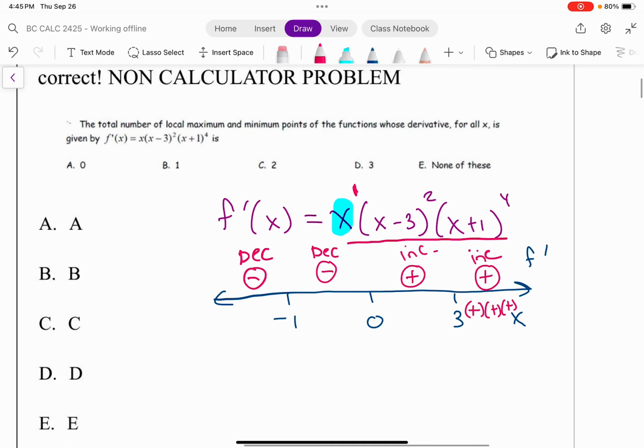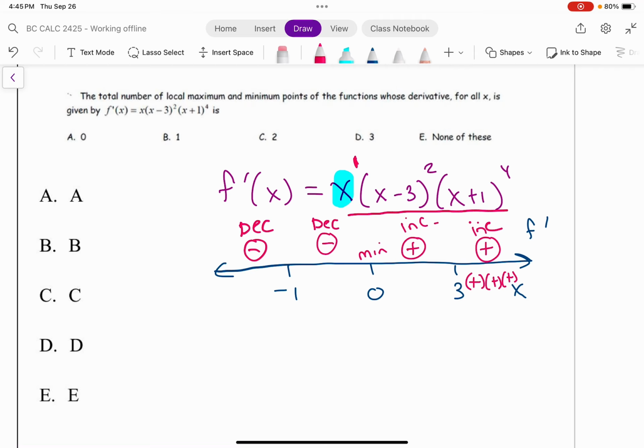And so that means in terms of mins and maxes, there's only one. There's a min here, and that's it. All right, so that answer would just be B.